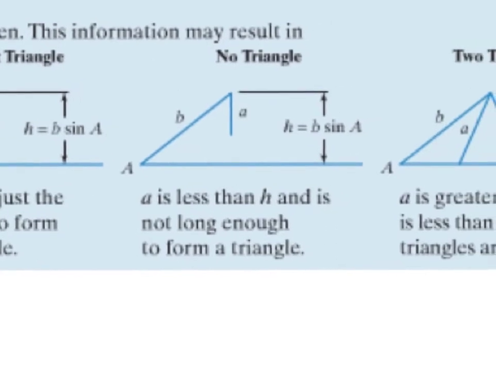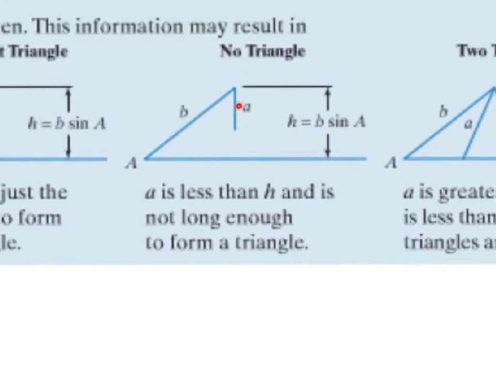However, it could be that we have something funny that I was trying to draw before. I could have this going on. So when A is less than H, let's go ahead and write that so that it's easier to memorize. Basically it's not long enough to form this triangle, so it's incomplete. So you have no triangle.